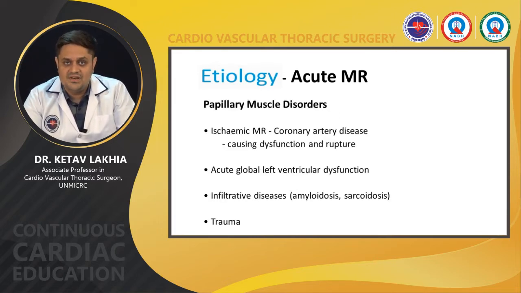Next is the papillary muscle disorder which can cause acute MR. The causes are ischemic MR because of coronary artery disease. Now coronary artery disease causes dysfunction and rupture of the papillary muscle which leads to acute MR. Another cause is acute global left ventricular dysfunction. Another cause is infiltrative diseases like amyloidosis and sarcoidosis, and trauma.